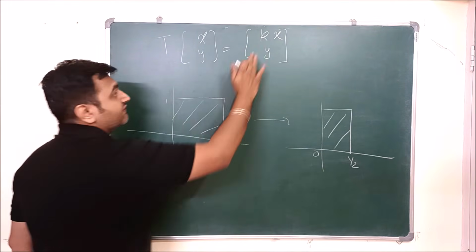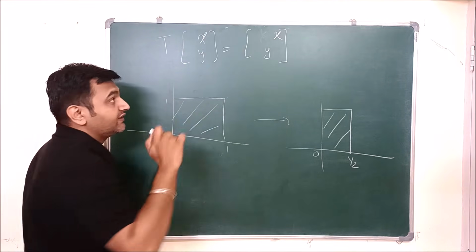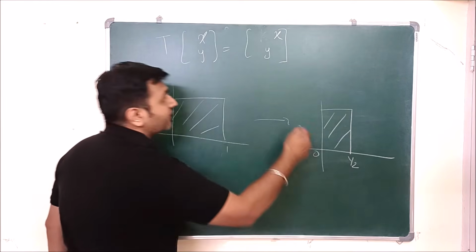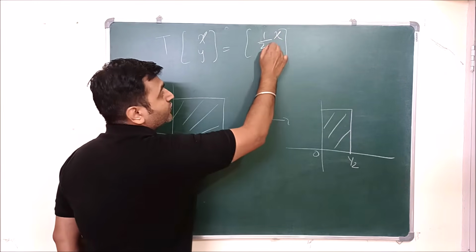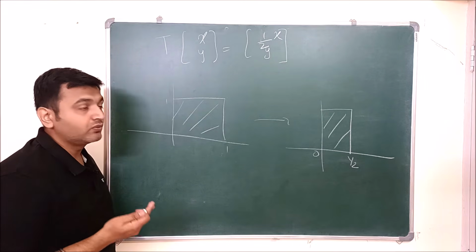So what I will do is I will simply multiply. I will not change y because there is no change in the height of y. There is a change in the length of x. So I will simply reduce it by half. So I will just take half into x. Okay, so x comma y goes to x by 2 comma y.